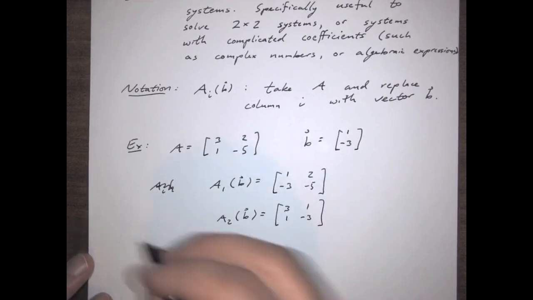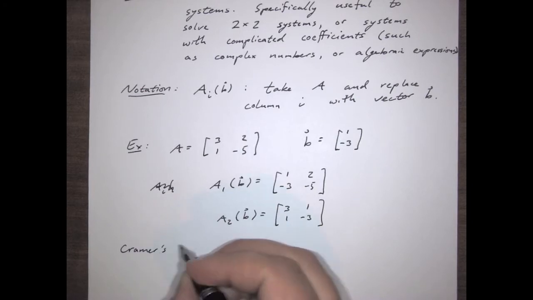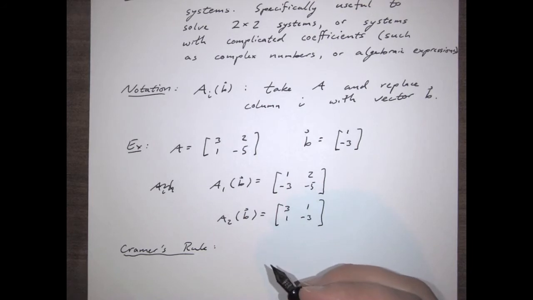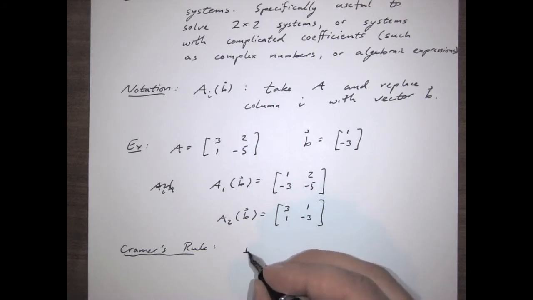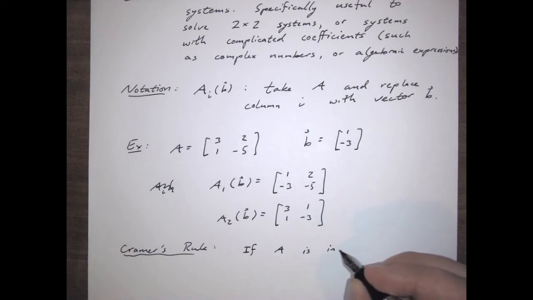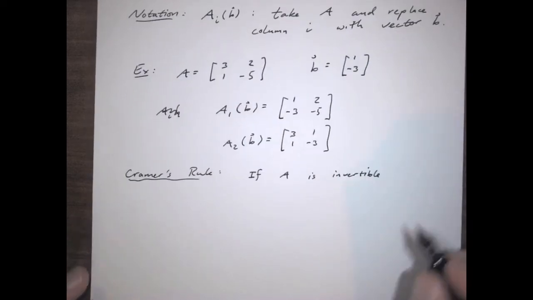Then here's Cramer's rule. In order for this to work, A has to be invertible. So if A is invertible, which means, among other things, that its determinant is not 0, and it means that the system AX equals B will have a unique solution. And then what we're going to get here is a formula for that unique solution.